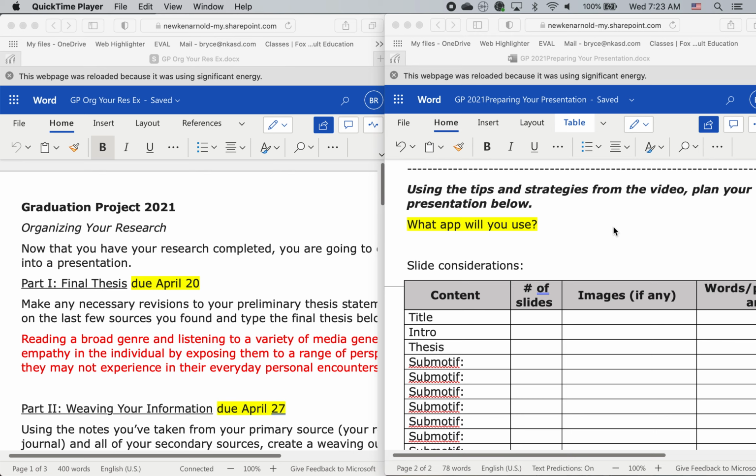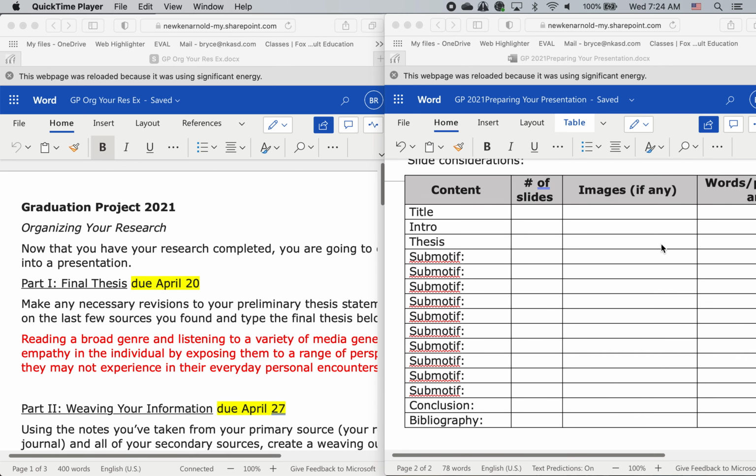So all you need to do is write down what you're using there. So are you using PowerPoint? Are you using Google Slides? Are you using Prezi? Are you using SlideShare? I'm sure there's many more out there that you can access. And if you are in the mood to research some new ones, then have at that and just indicate which one you're going to use.